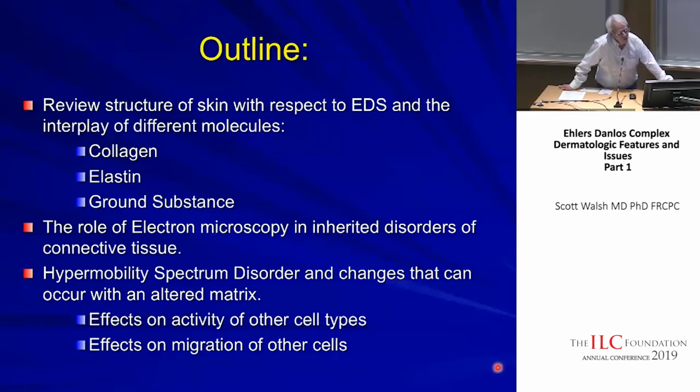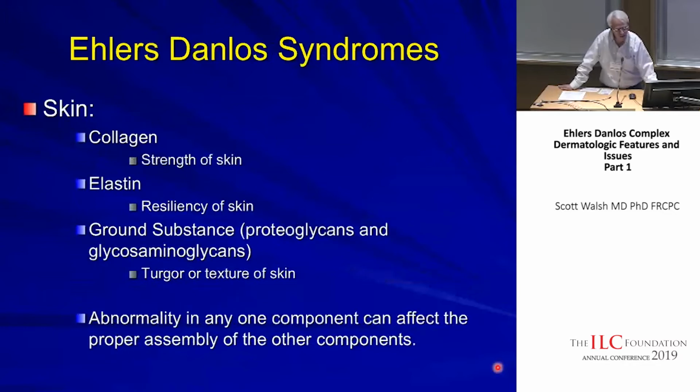I'm going to go through the role of electron microscopy and inherited disorders of connective tissue in general. And then I'm going to do a little bit of a focus on hypermobility spectrum disorder and changes that can occur with an altered matrix. And so how it can affect other cell types in the matrix. And we use the matrix for all of our other cells to migrate in development and how this can affect migration of other cells.